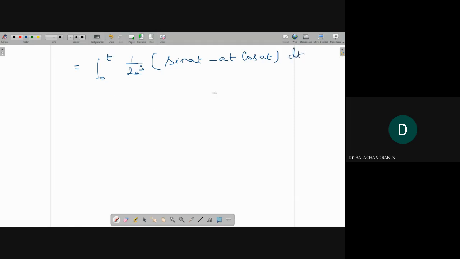Now I leave it to you. Again, you need to integrate. I don't want to waste my time, so if you have doubt, you can ask me. Again, you should split. This is a separate integral, and here you should apply Bernoulli's. So the final answer is 1 by 2a power 4 into 2 minus 2 cos at minus at into sin at.